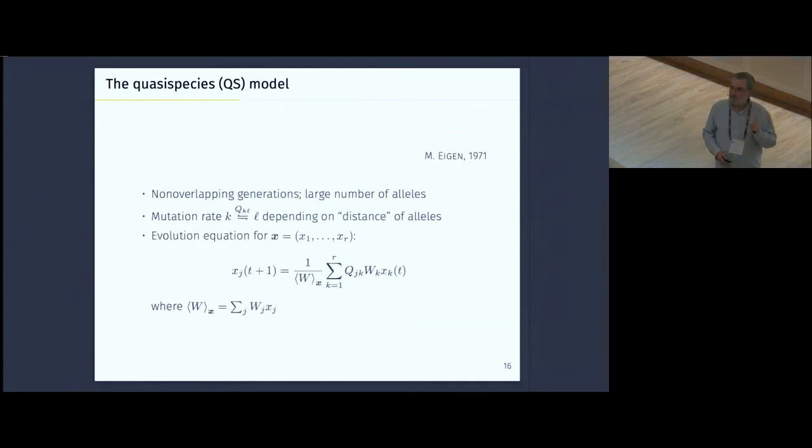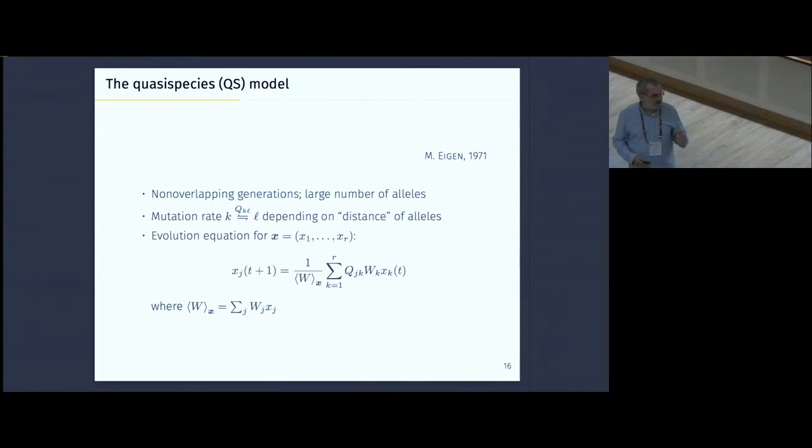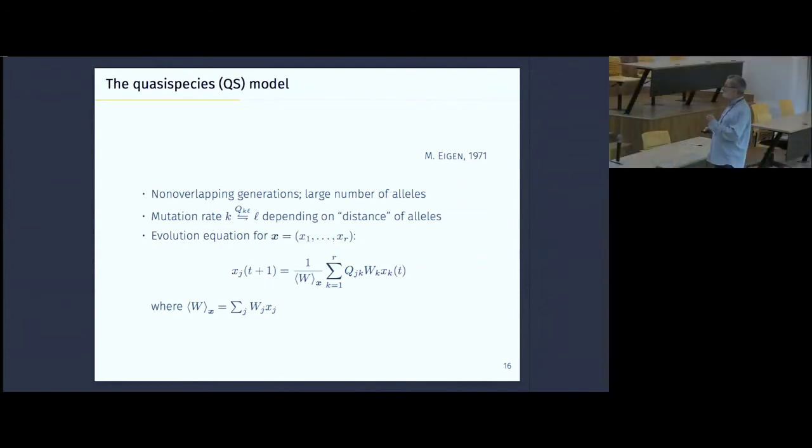Now let's go to something which is more amusing, because it also has some deep implications. This is called the quasispecies model for some historical reasons, but it's in fact a deterministic model of mutation selection balance in a very large sequence space. So I will define it in a scenario in which we have non-overlapping generations, a very large number of alleles. So it's essentially infinite alleles.